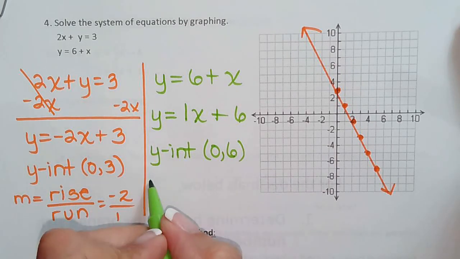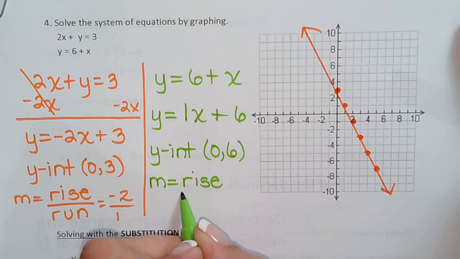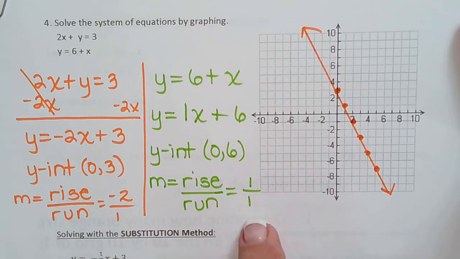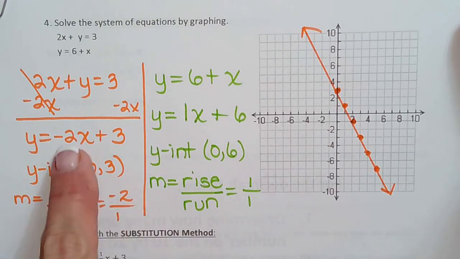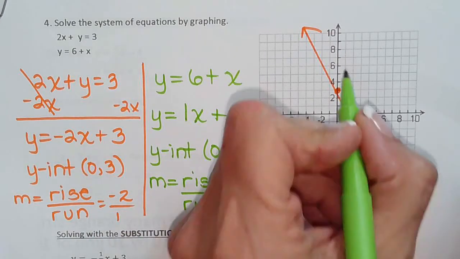And what would my rise over run be? 1 over 1. Every whole number we write over 1, just like we did here. Well, that was actually an integer, not a whole number. Okay, so we're ready. (0, 6).